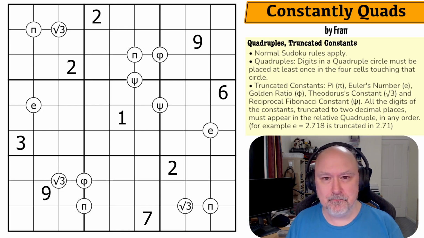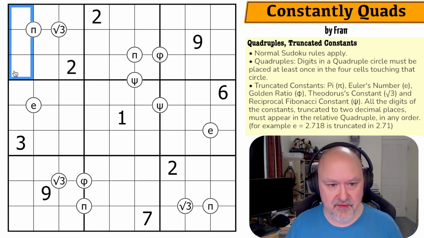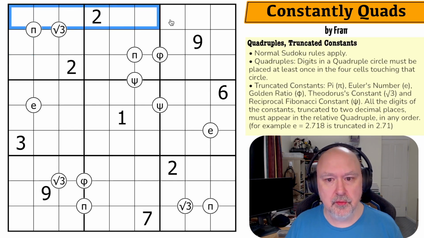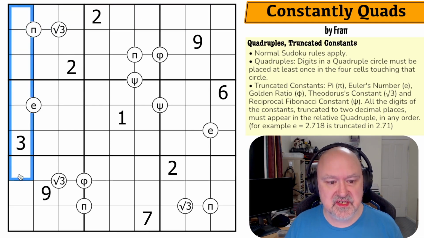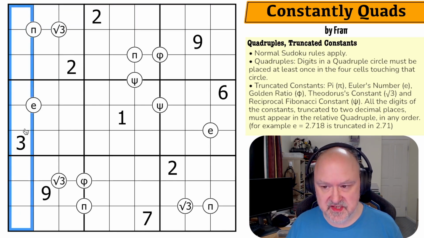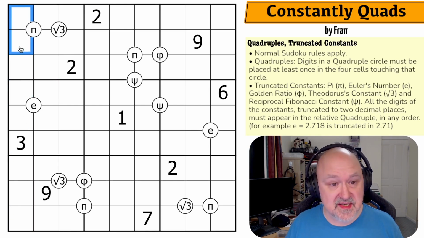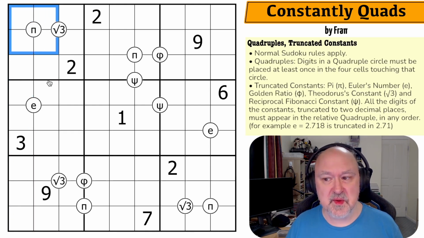So it was fun. Let's have a look at the rules of Constantly Quads by Frapp. Normal Sudoku rules apply. So in every box, in every row, and in every column, the digits 1 to 9 must be placed without repetition. Quadruples. Digits in a quadruple circle must be placed at least once in the 4 cells touching that circle. So whatever digits appear in this quadruple circle must be placed at least once in those 4 cells. Whatever digits appear in this quadruple circle must be placed at least once in those.